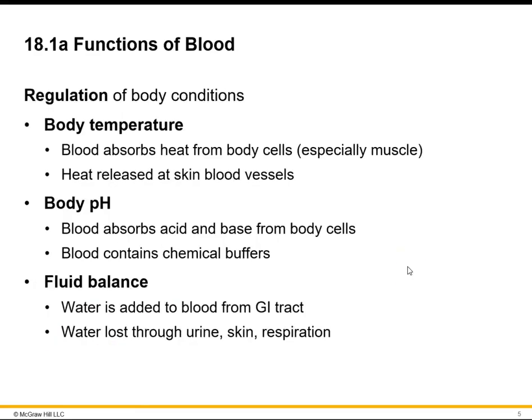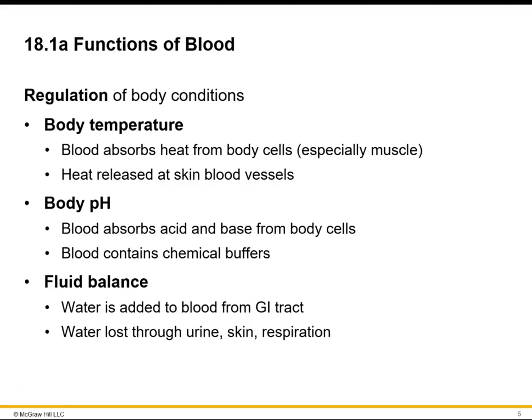All right, what body conditions does blood help regulate? Well, body temperature, body pH, and fluid balance. So blood absorbs heat from the body cells, especially our muscles, and then it transports that heat through our body, and it's going to be released at the blood vessels of the skin.